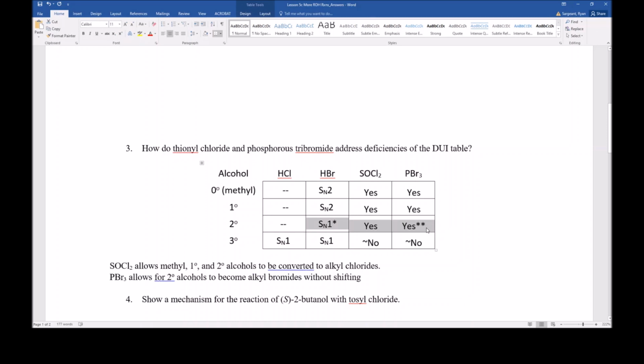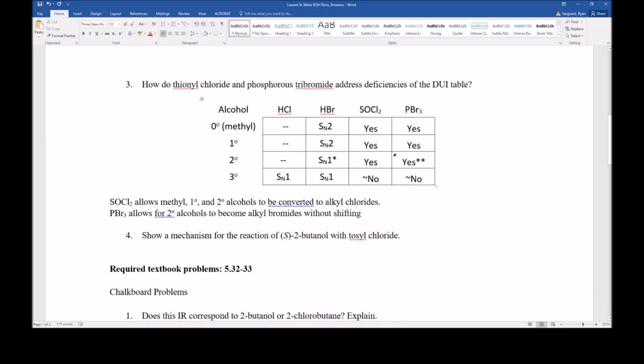If there's no reason for the secondary carbocation to shift, because it's not surrounded by tertiary positions, then you can use either one. For tertiary alcohols, we want to stick with the acids, HCl and HBr. Both thionyl chloride and PBr3 have some steric issues with tertiary alcohols, and they don't work as well. So now you have quite a few choices.